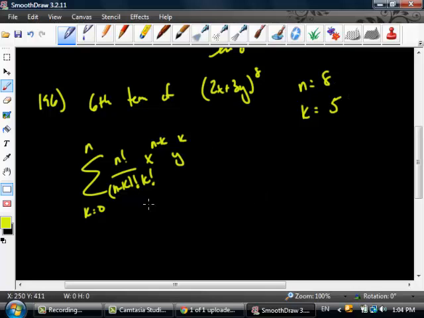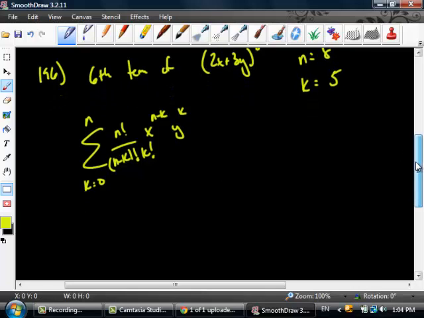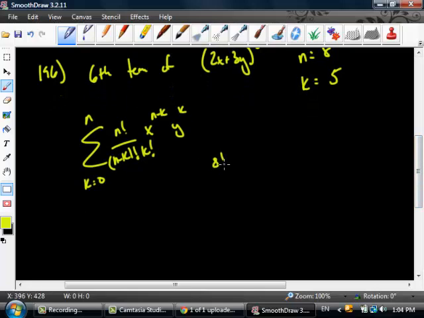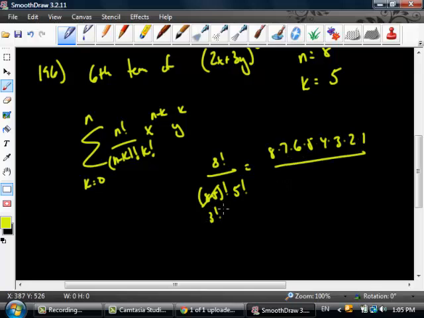So now we just pump all this stuff in. So it's going to be 8 factorial over n minus k, so 8 minus 5 factorial, and then k factorial, 5 factorial. So that's 8 times 7 times 6 times 5 times 4 times 3 times 2 times 1, over 3 factorial, which is 3 times 2 times 1, times 5 times 4 times 3 times 2 times 1. Those get out of there. These two get out of there, so you end up with 8 times 7, which is 56, right? And so it's going to be 56.